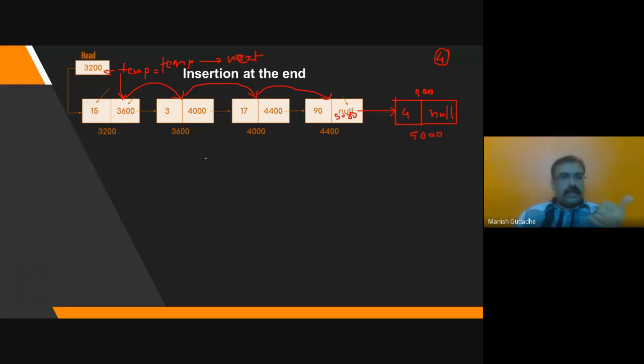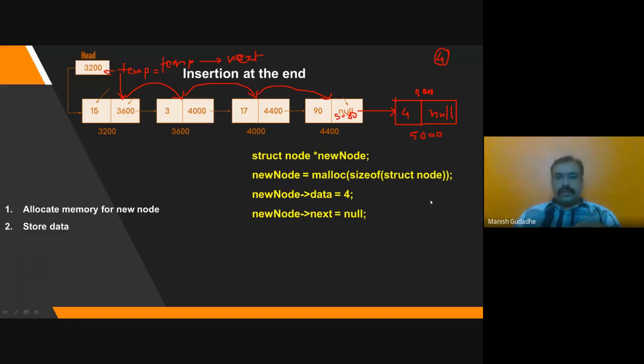Let us see it in an algorithm format. First, allocate the memory for the new node, which we did. The name is given to it. Store the data. Storing the data means we are allocating it with malloc as a new node, making its data 4 and its next field null, because it is going to be added as the last node, hence its link field can be made null directly.